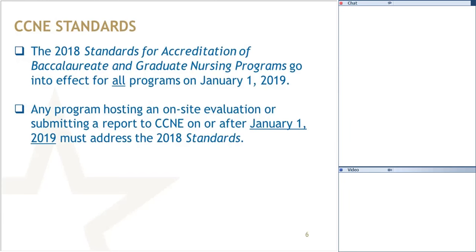So this is the burning question that I know everyone out there is wanting the answer to. So here it is. The 2018 standards for accreditation go into effect for all programs on January 1st, 2019. So what that means is any program that's hosting an on-site evaluation or submitting a report to CCNE on or after January 1st, 2019 must address the 2018 standards.